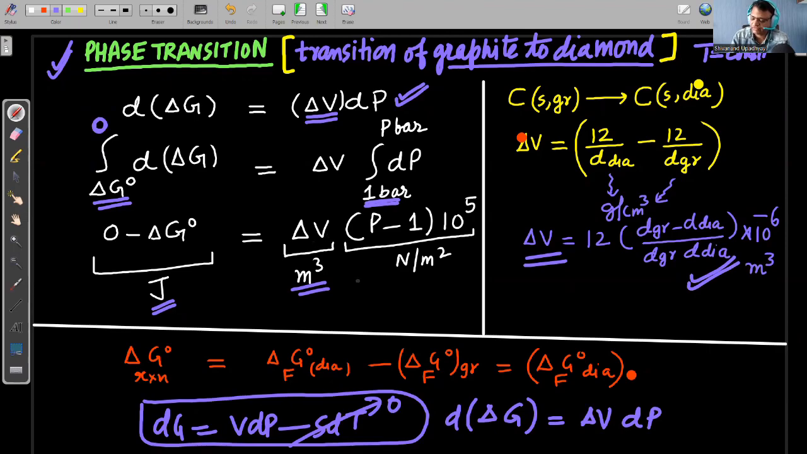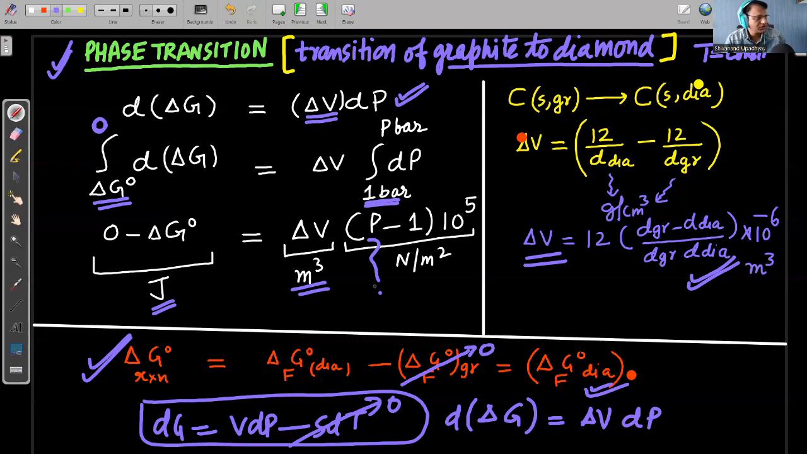And once we know the change in volume, delta G naught of this reaction is important. Delta G naught of the reaction is equal to delta G naught formation of diamond minus delta G naught formation of graphite. Delta G naught formation of graphite is equal to 0. So we can say that delta G naught of the reaction is delta G naught formation of diamond. In the question, delta G naught formation of diamond should be given. With the help of that, we can calculate delta G naught of the reaction. Once we get it, we can put it in this equation, and from there we can calculate the pressure. So the pressure is very high for this process.